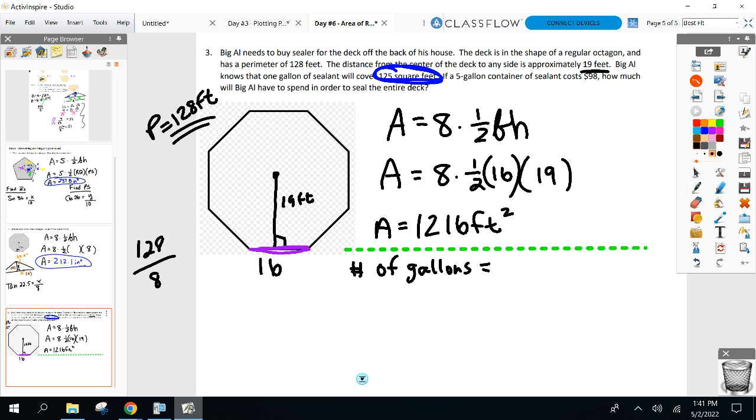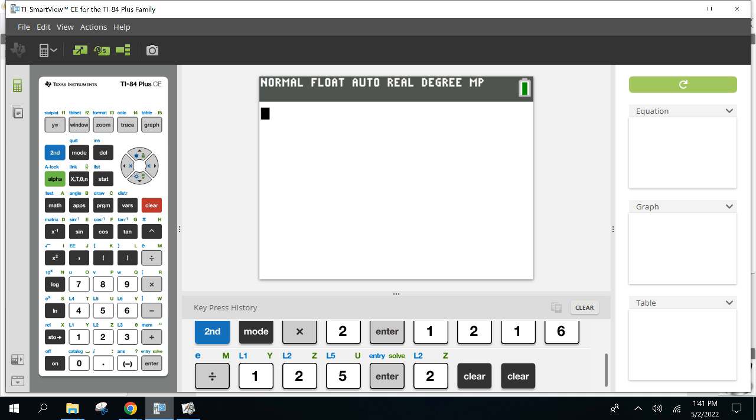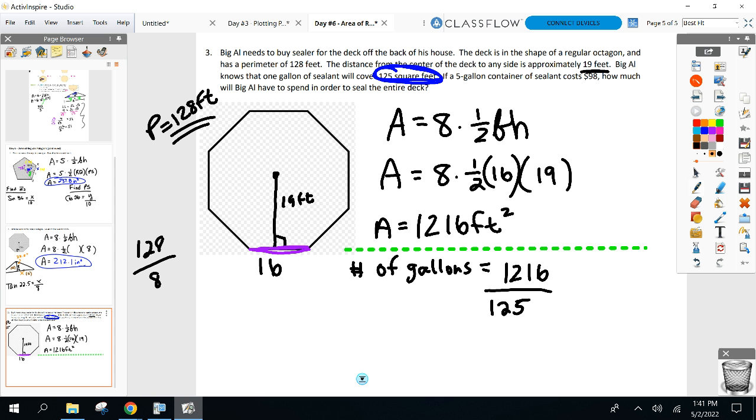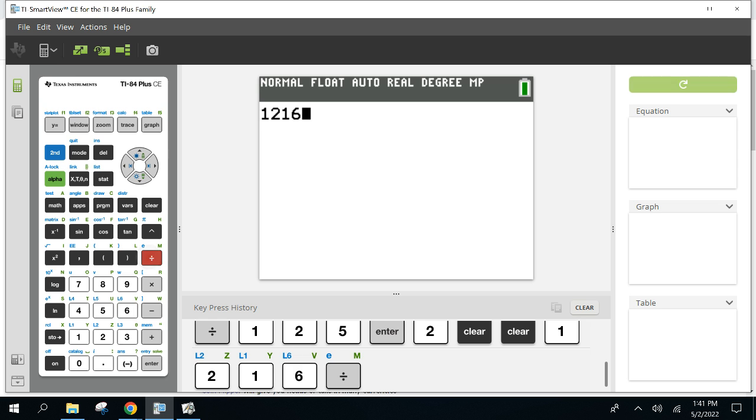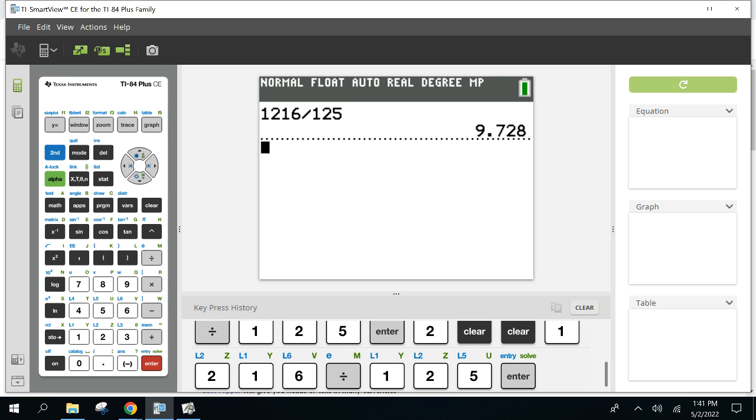You can divide the 1,216 by 125. Good job, Jonathan, by 125. And let's have a real life talk here, right? I don't like to say common sense talk, but that's exactly what it is. Ready? 1,216 divided by 125. Let's pick Home Depot. I'm sure I could get some sealant there. I go into Home Depot and say I need 9.728 gallons.